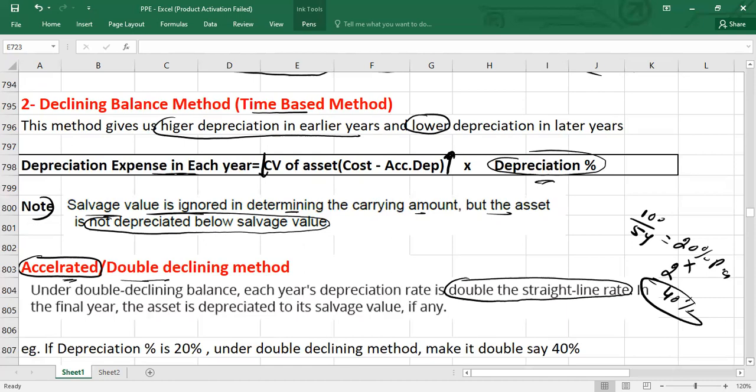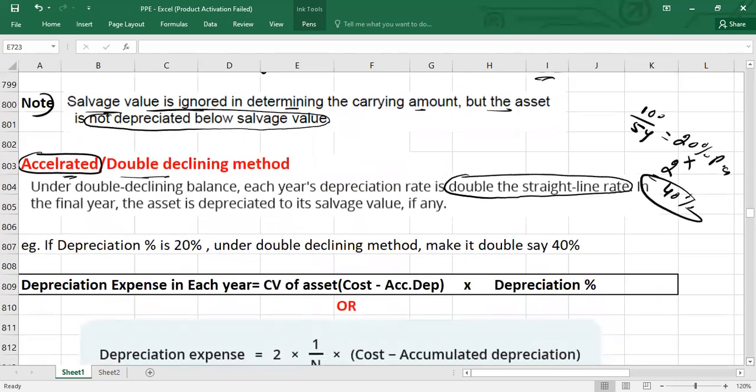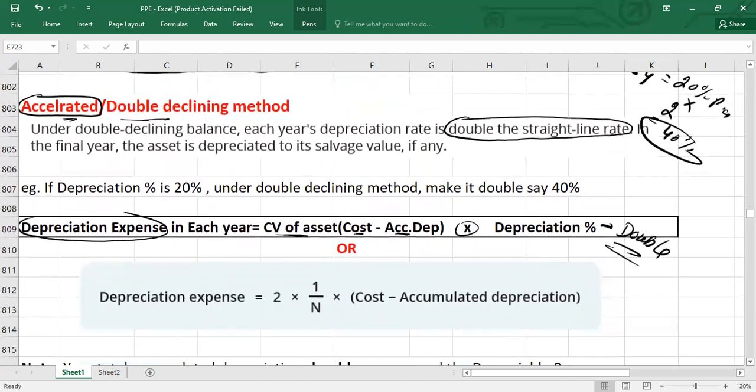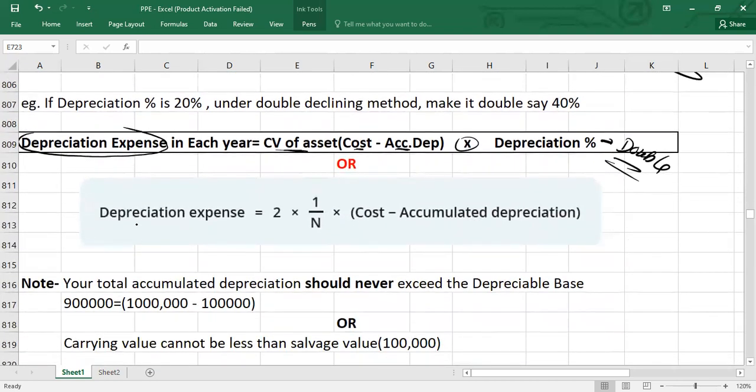So here we go, because in the exam sometimes they will ask you to apply double declining. You have to calculate the depreciation percentage as per straight line, and then you just double it. So here is how you will calculate the depreciation expense in each year. Again, you need the carrying value of the asset, which is equal to cost minus cumulative depreciation, multiplied by the depreciation percentage. Here your depreciation percentage is just double, otherwise the formula is the same. Or in other words, we can apply this formula also for double declining.